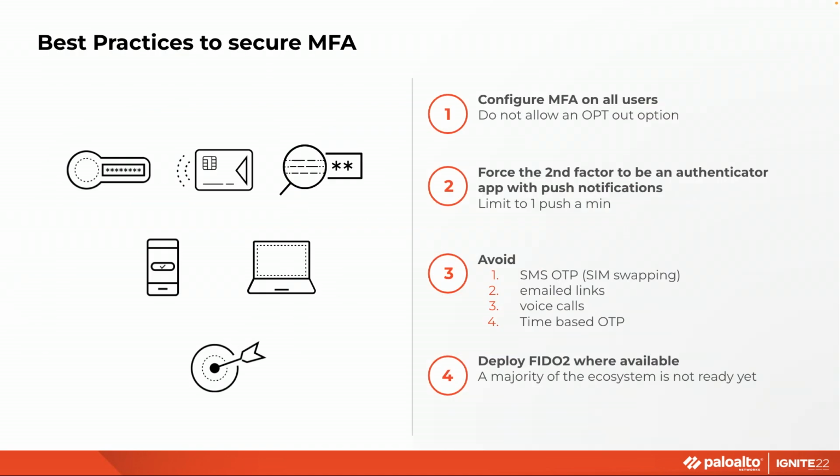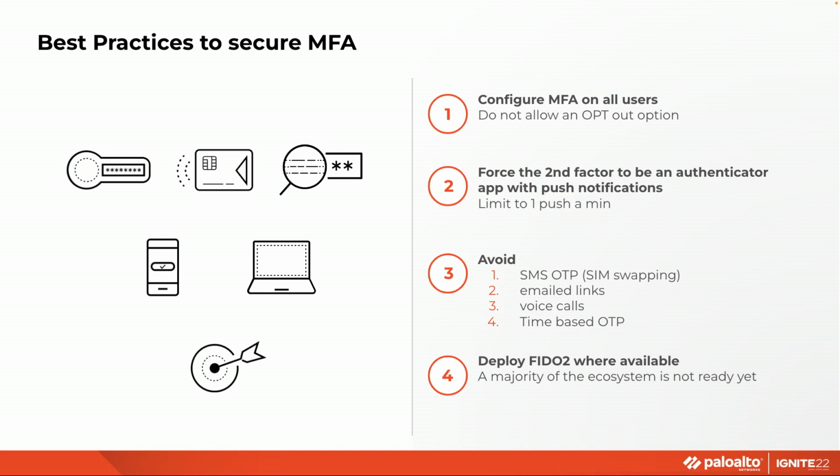To make MFA secure, we recommend the following. First of all, it starts with configuring MFA on all users and all authentications. Do not allow any application or any user to opt out of MFA under any circumstance. Second is to force the second factor to be an authenticator app with push notifications. On top of that, limit those push notifications to 1 push per minute.